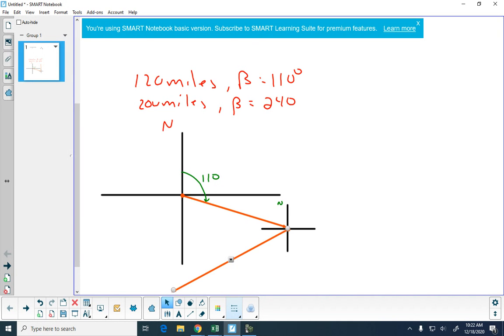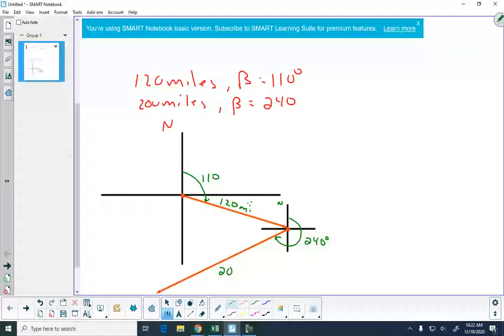And that one's 200 and some miles, so I'm going to extend this a little bit further. And this is a rotation of 240 degrees. And let's get some lengths in here. This is 120 miles, and this is 200 miles. And what we want to determine is the distance and direction from the initial position. So here is our resultant vector.